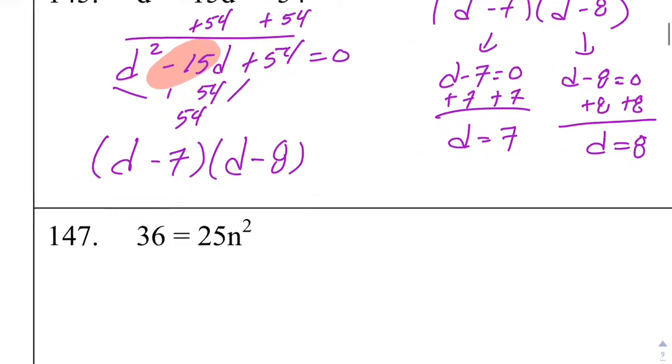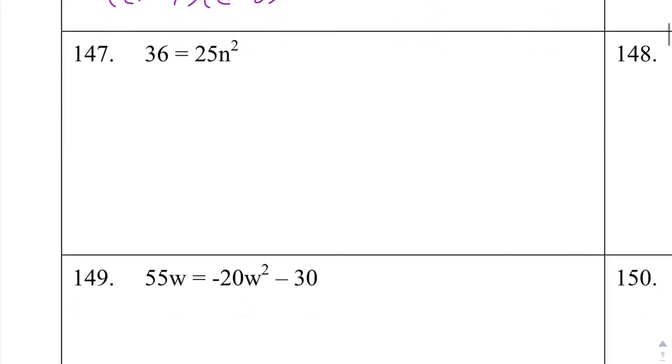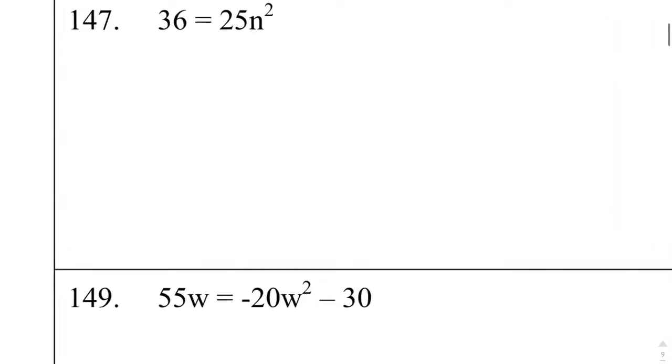Okay, and so now we've got another little bit of an oddball here. We have 36 equals 25n squared. There's an n squared, but no n. You actually have a couple ways to go about this, so I'm going to show you two different options.